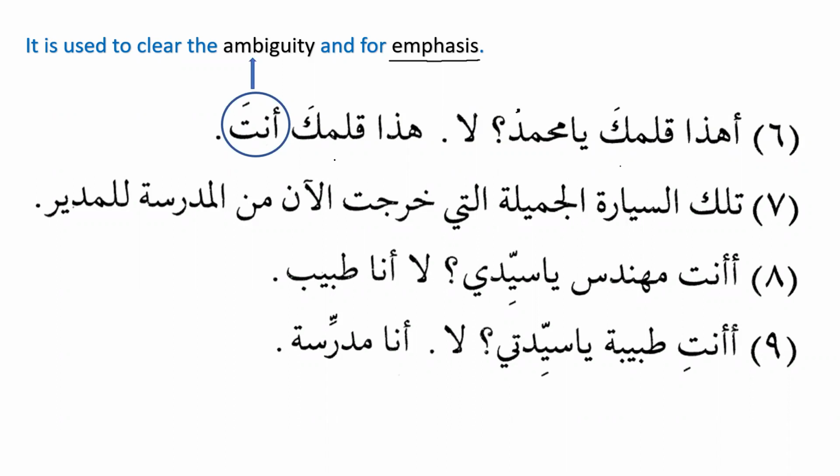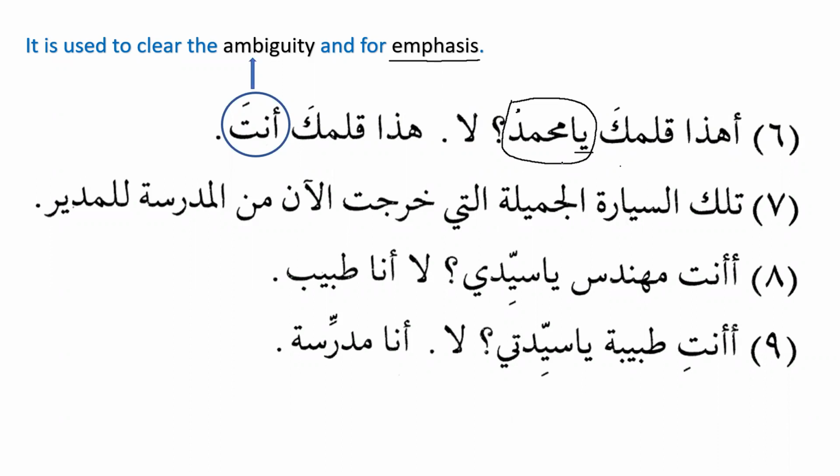So we know that basically there are two ways to clear the ambiguity. Number one, we use harf al-munada, yani we use ya. So when we use the word ya, and ya Fatimatu or ya Muhammadu or ya Bilalu, then it becomes clear that we are pointing towards this person.